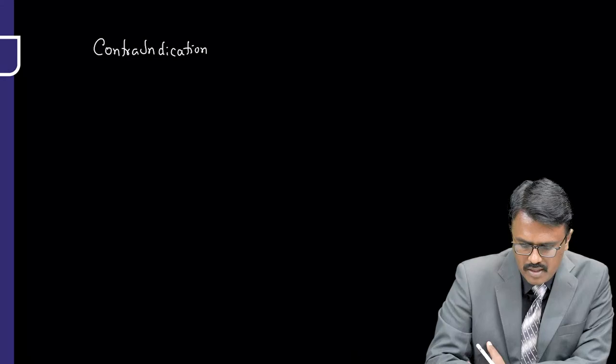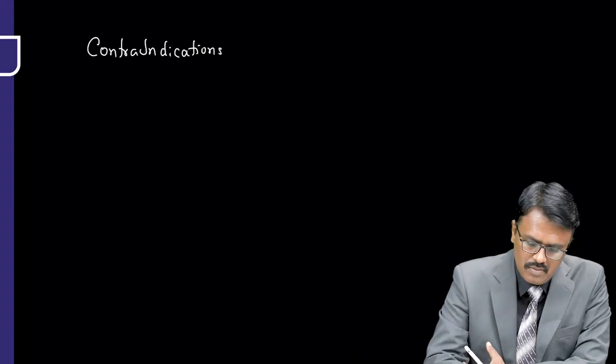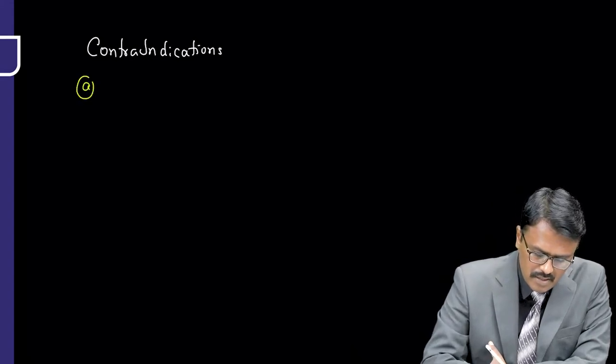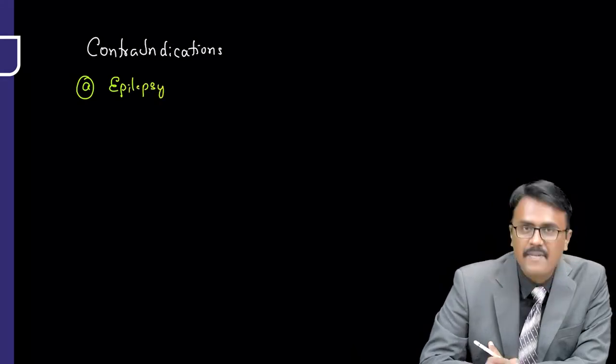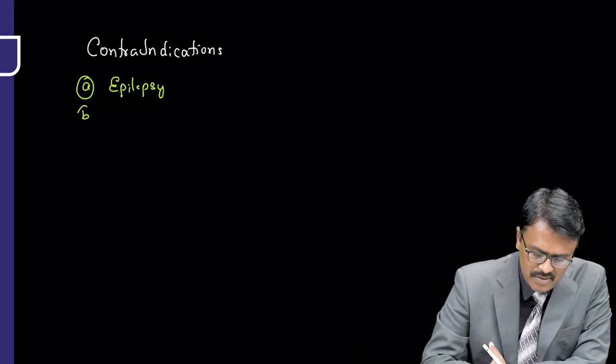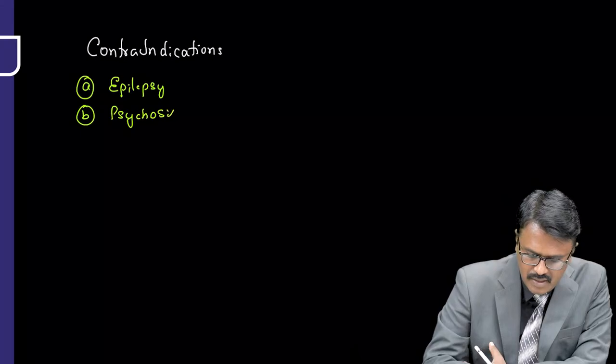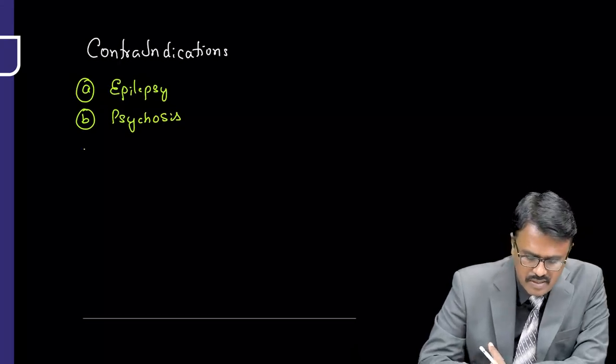So when I write the contraindication, you should be thinking of the reason in your mind. First of all, let me write the contraindication: epilepsy. Now why? They decrease the seizure threshold. Psychosis. Why? They cause behavior changes.